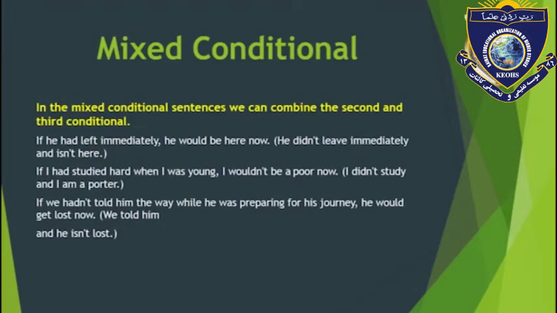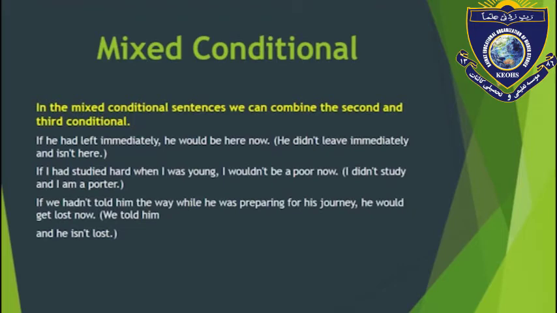Mixed conditional sentence. Do you know what mixed means? It means combine. When we combine one thing with another thing, one part of something with another part of something. In the mixed conditional sentence, we can combine the second and the third conditional sentence. For example, if he had left immediately, he would be here now. He didn't leave immediately and isn't here.